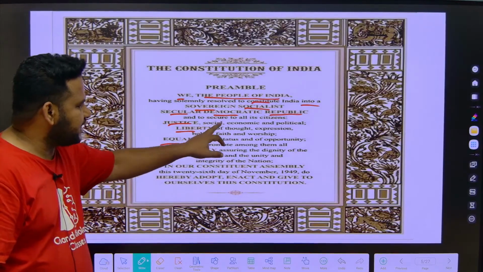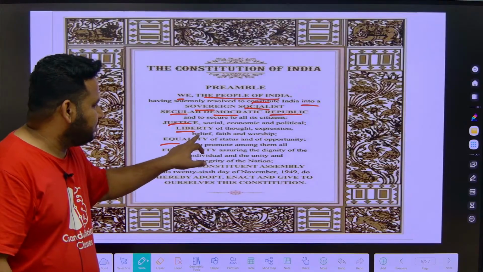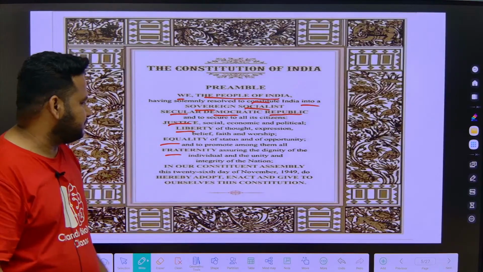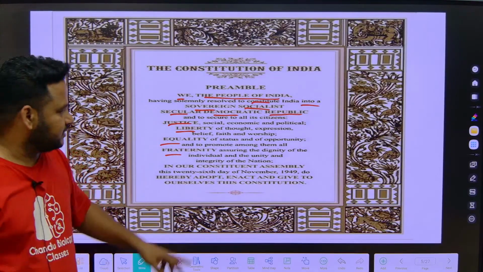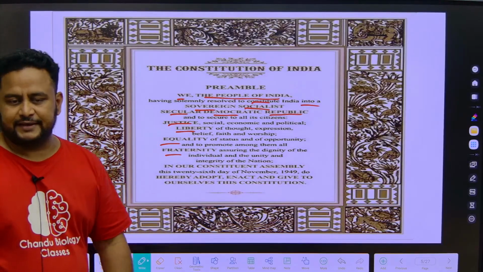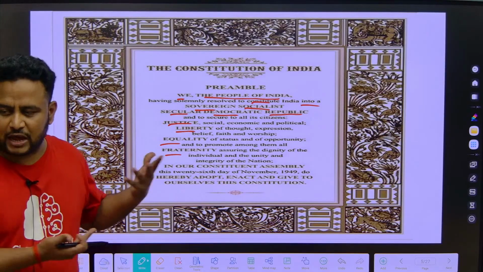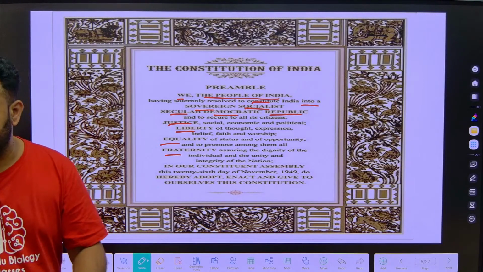Social, economic and political. Liberty of thought, expression, belief, faith and worship. Equality of status. Equality of status means among us there should be equality, and of opportunity. That is, everyone should be given equal opportunity. Okay, you are all JL DL students, that means you should be given equal opportunity to access the class or any material that is required for the exam. That is the meaning of equal opportunity.